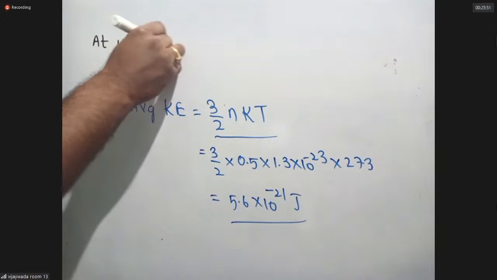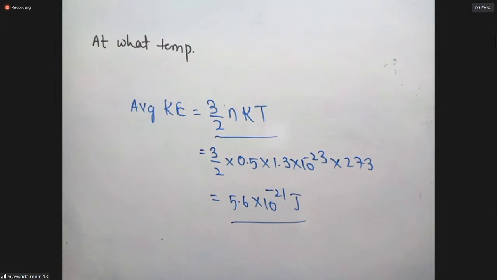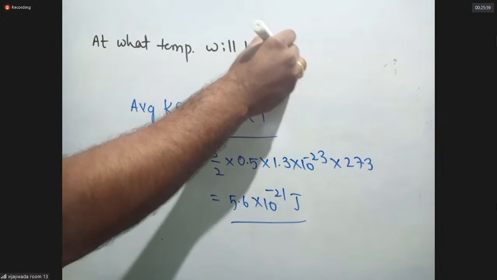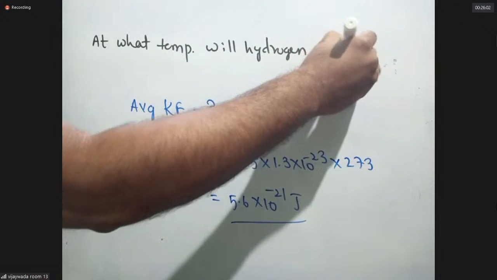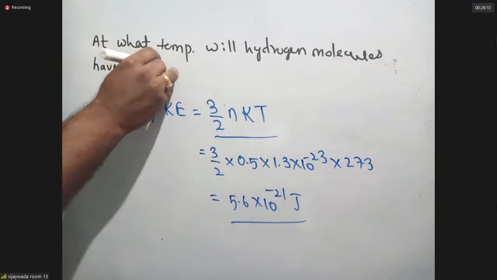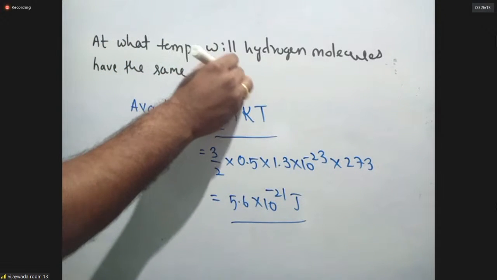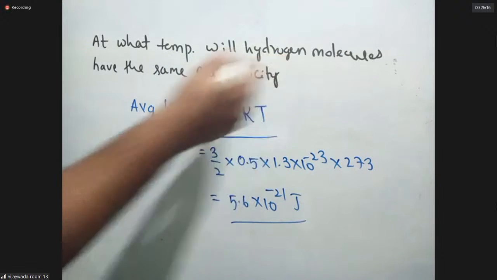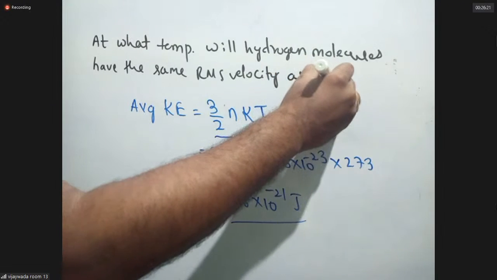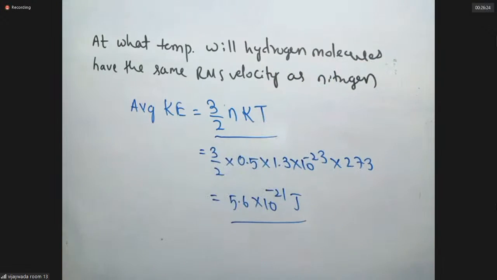At what temperature will hydrogen molecules have the same RMS velocity as nitrogen at 27 degrees Celsius?